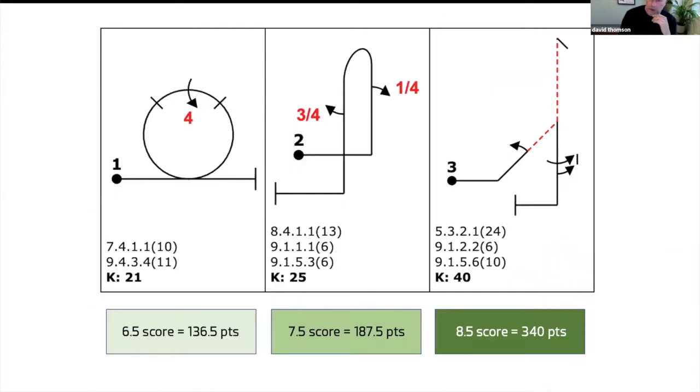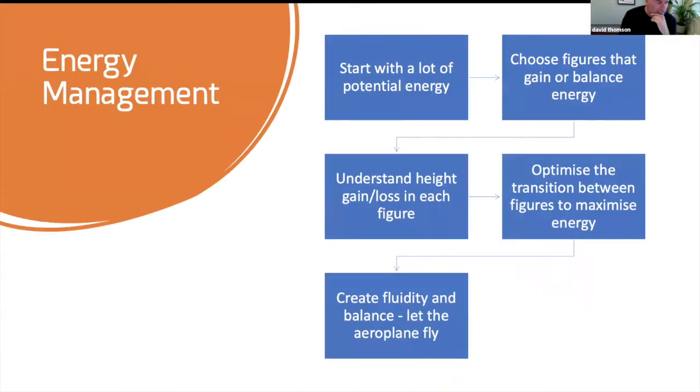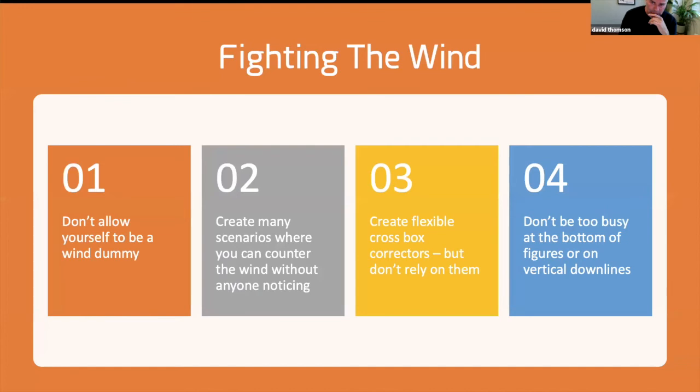Fast crossbox coming out of a figure going VNE is not a good scenario to find yourself in, because you are pretty much committed to eating up a lot of crossbox, unless you've got a figure after which can massively counteract it, but it becomes very difficult at that point.